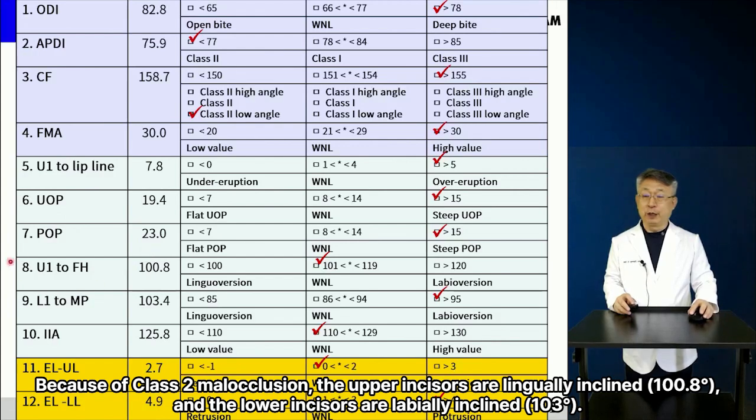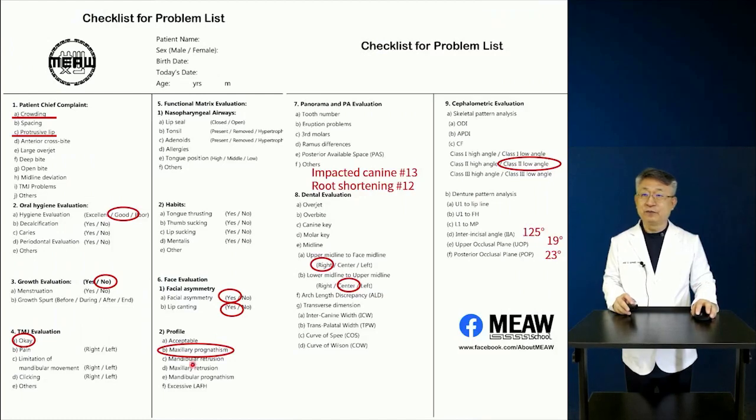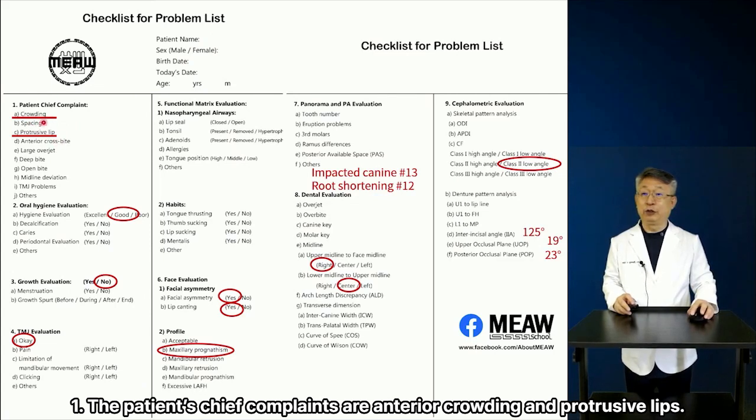Because of class 2 malocclusion, the upper incisors are lingually inclined 100.8, and the lower incisors are labially inclined 103. However, the interincisal angle is 125, and the lips are protruded. Let's take a look at this patient's problem list. 1. The patient's chief complaints are anterior crowding and protrusive lips.